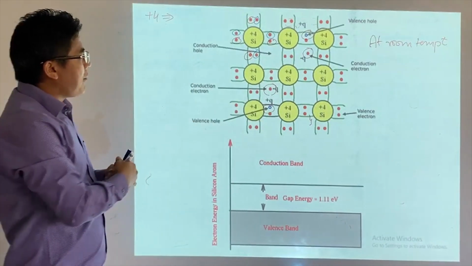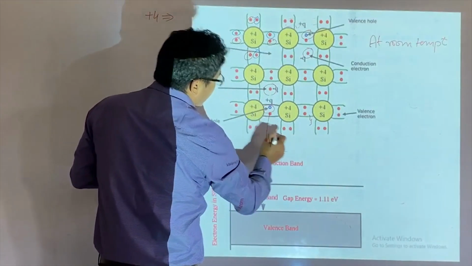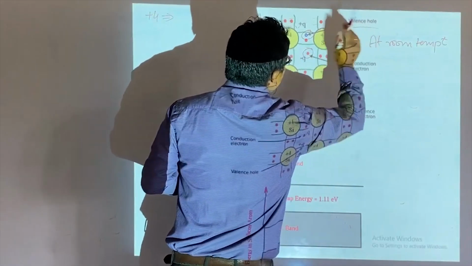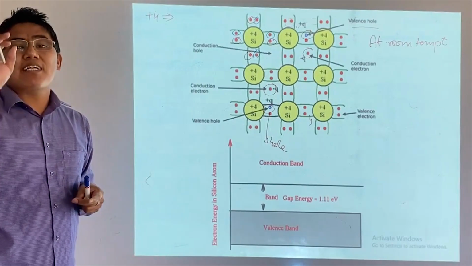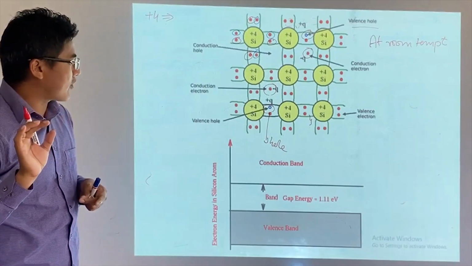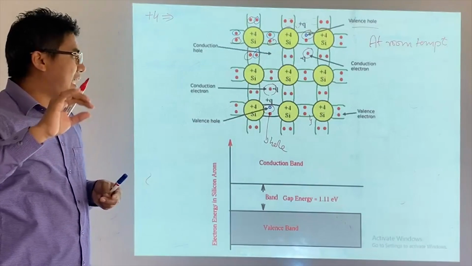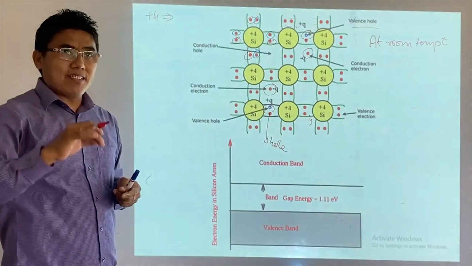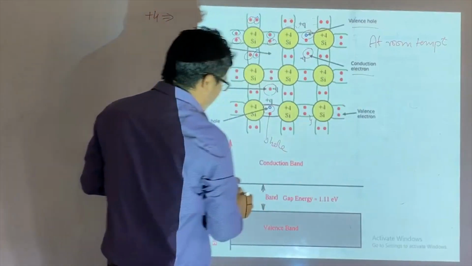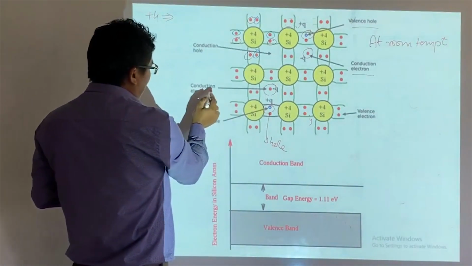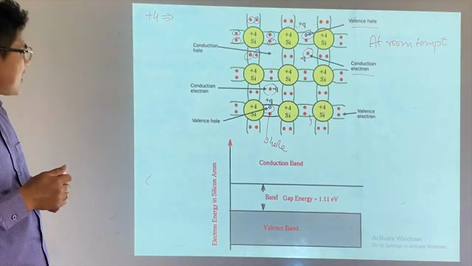These create holes. This is what we call a hole in the valence band. So holes are available in the valence band, and electrons are available in the conduction band. That you should keep in mind, very important. Holes are available in the valence band and electrons are available in the conduction band. These are the valence electrons, and this is an electron in the conduction band and a hole in the valence band.